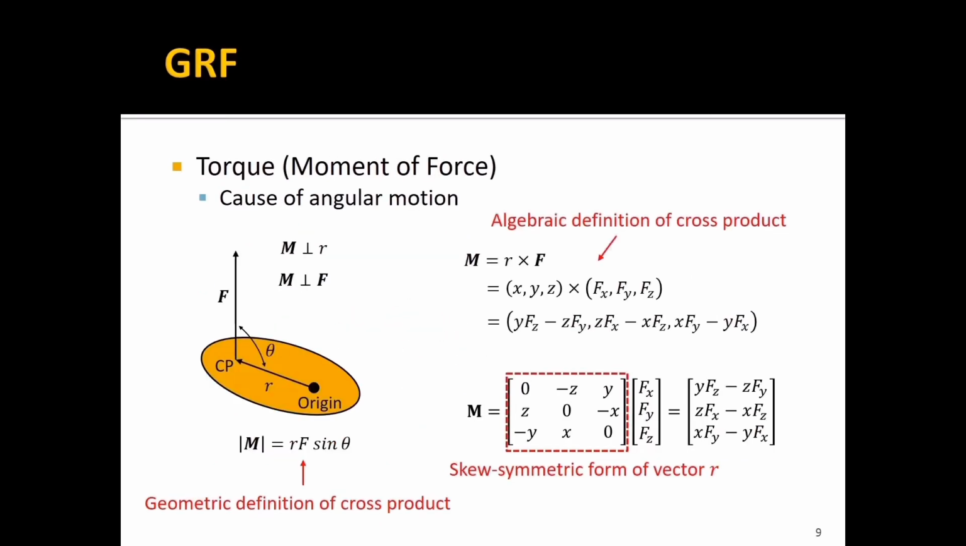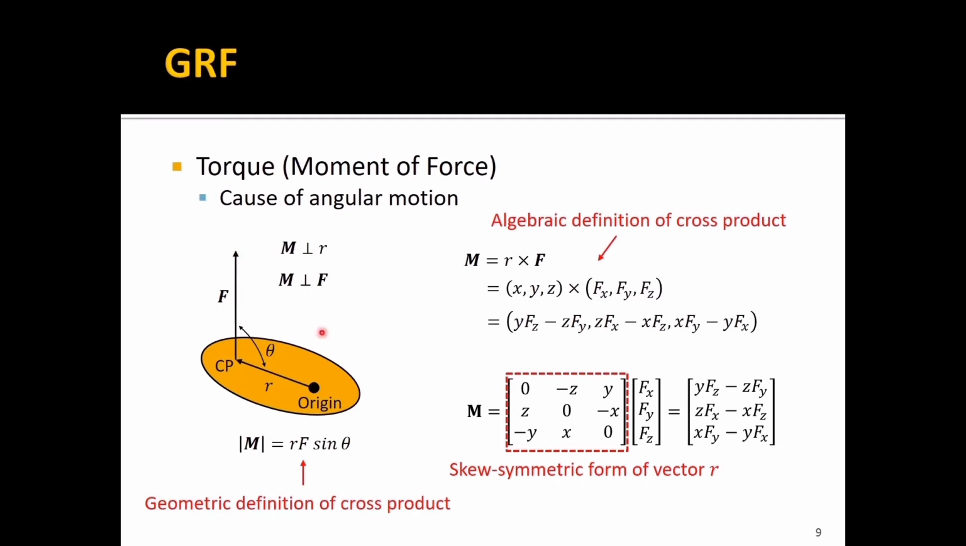Ground reaction force also generates torque. This is the cause of angular motion. This is the origin of the force plate. And F is the ground reaction force vector. The R is the position vector drawn from the origin of the force plate to this center of pressure. Again, CP means center of pressure. And then we got an angle here. This angle is formed by the line of the position vector and the line of the force vector.